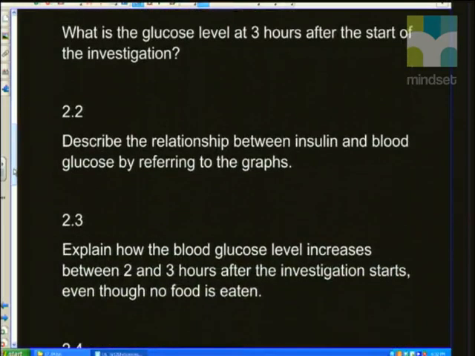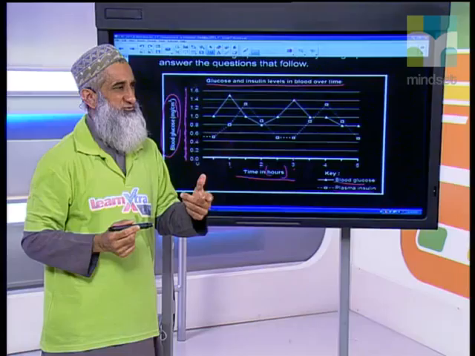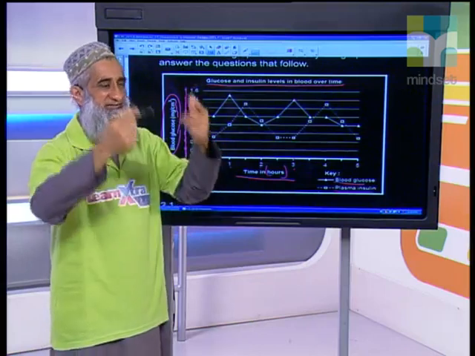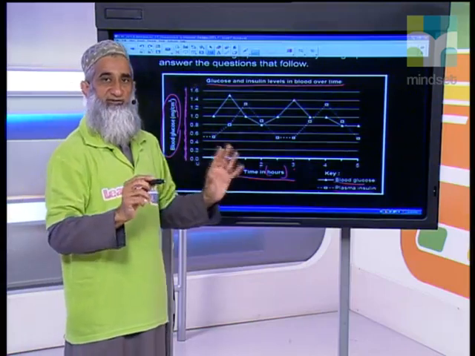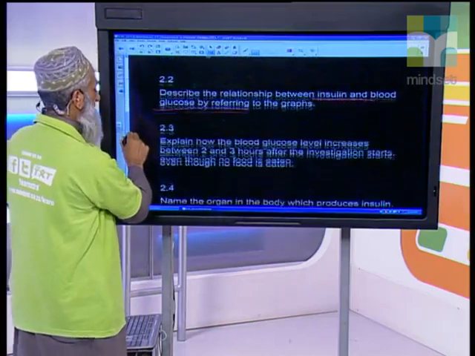Describe the relationship between insulin and blood glucose by referring to the graph. What can we say? As glucose increases, Kaveh, insulin secretion also increases. And what does this do? It causes a decrease in the glucose level. That's what we need to say there. They just ask for the relationship in terms of the graph. Because look at the next question.